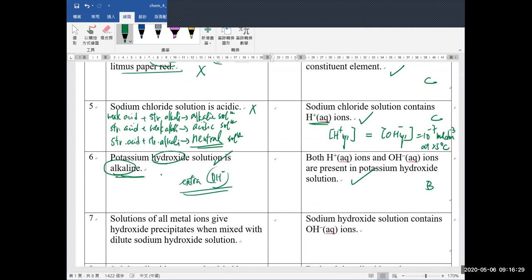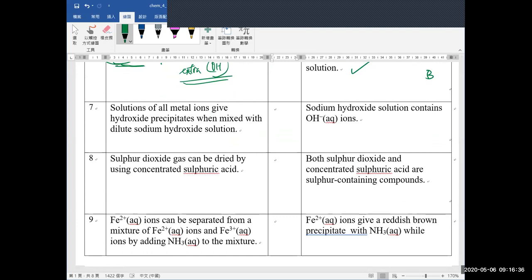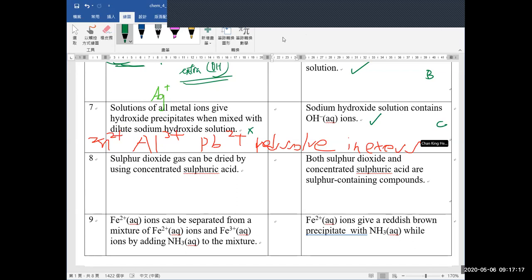7. Who will be next one? Question 7. Solution of metal ions give hydroxide precipitate when mixed with excess alkali. Counter example please for statement 1. Yes, a very good counter example on this.